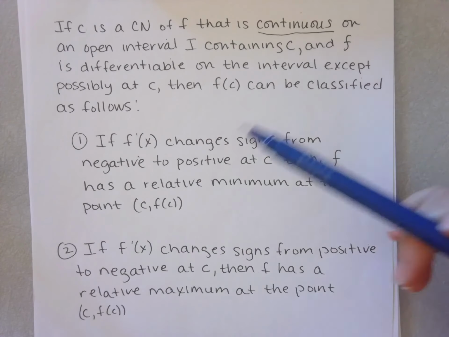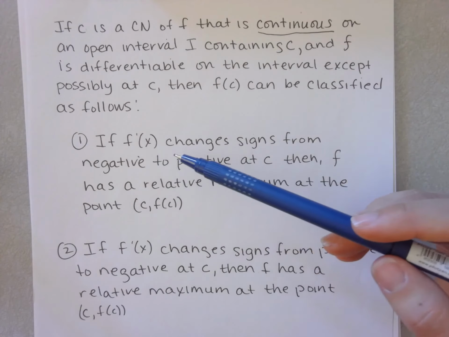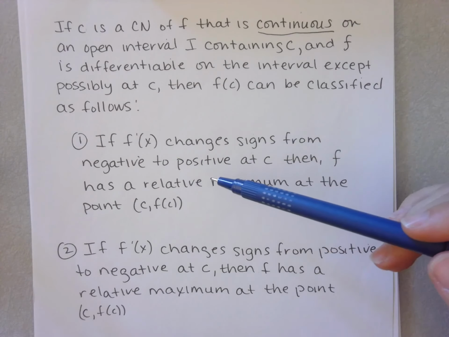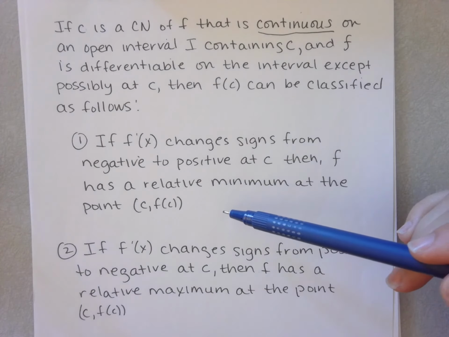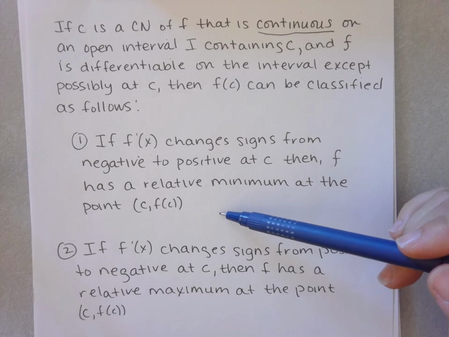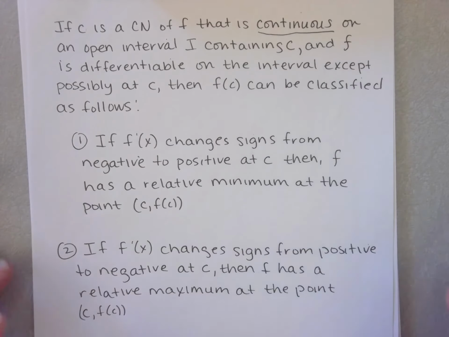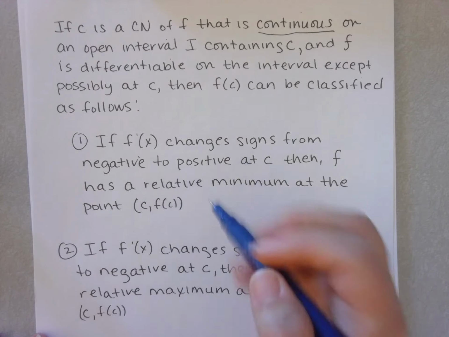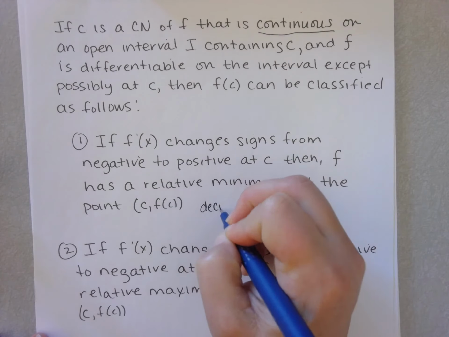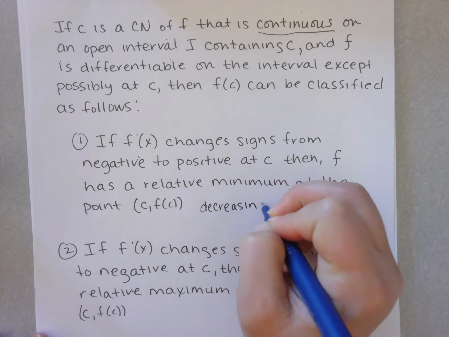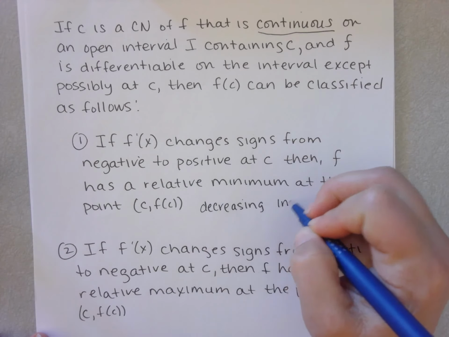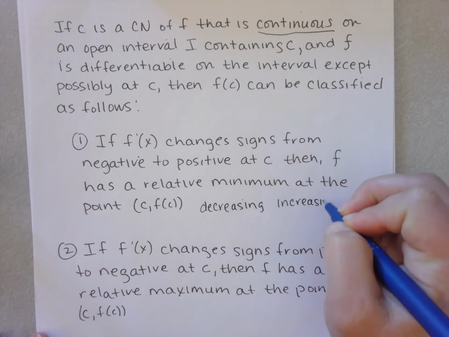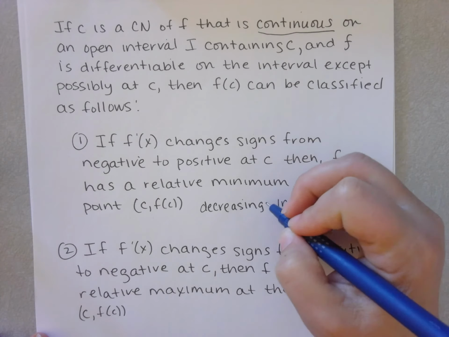So 1, if f prime of x changes signs from negative to positive at C, then f has a relative minimum at the point C, f of C. So that means, let's connect it to the last lecture, if my derivative is negative, that means it goes from decreasing, and then I'm at the point C, and then to positive means it goes to increasing.